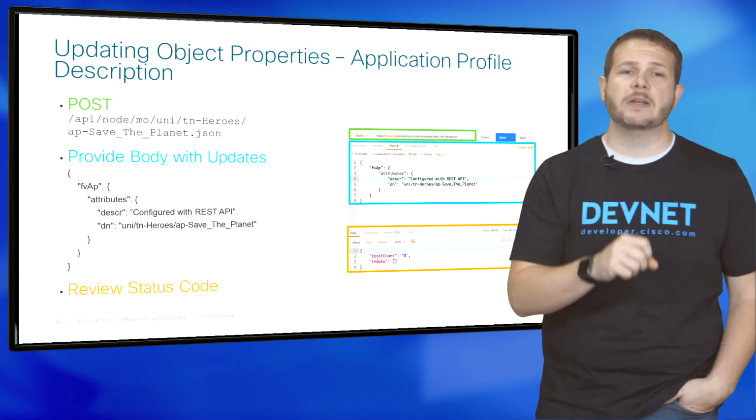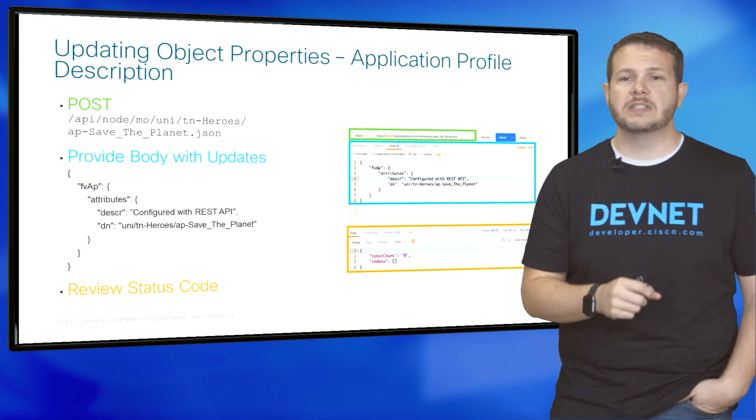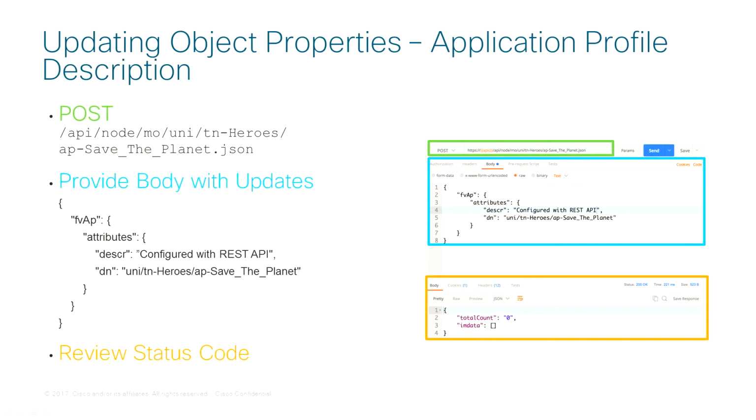After we send this request off to ACI, we can review the status code. In this case, we'll see we get back a 200 OK, indicating that this was a successful update. You can verify that by returning back to a GET query to see that the results have actually changed and are including a new description now.